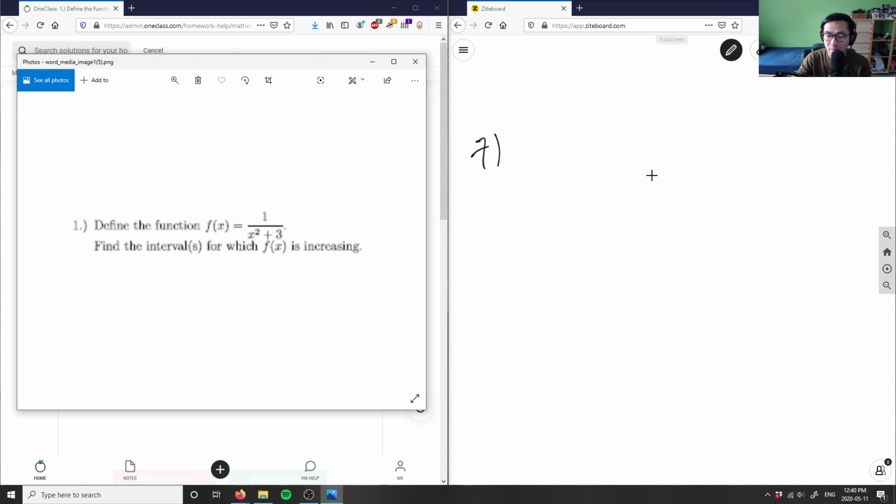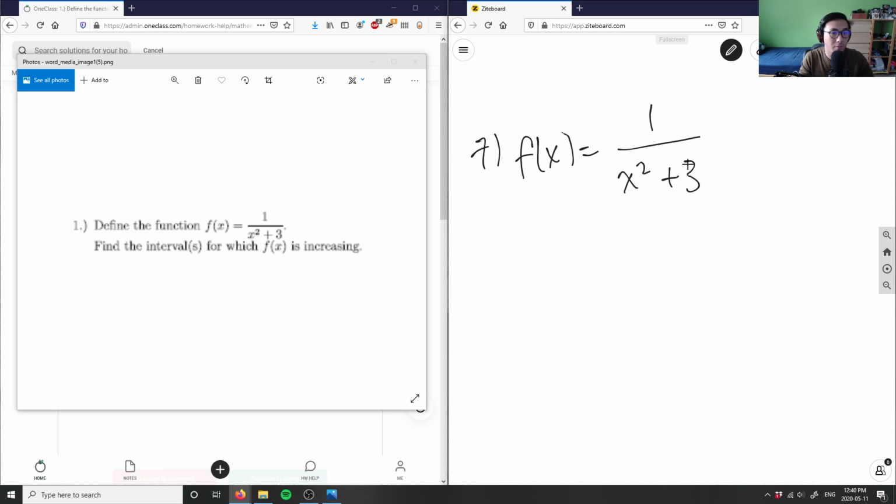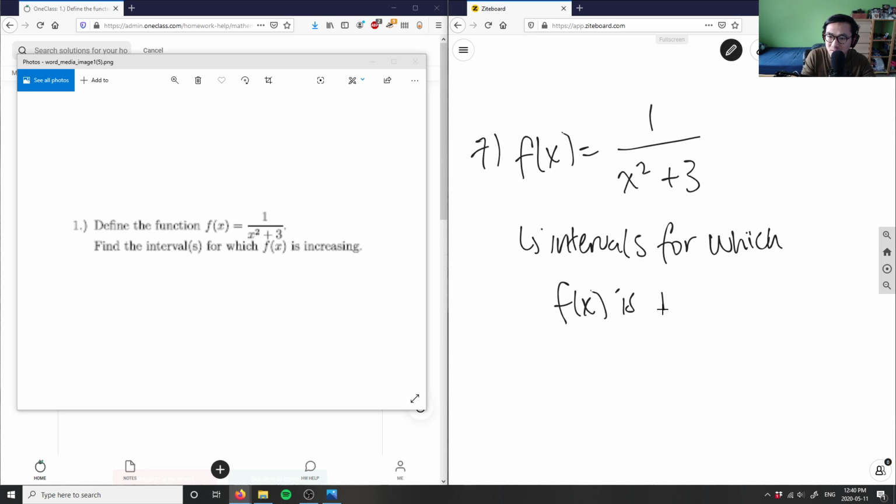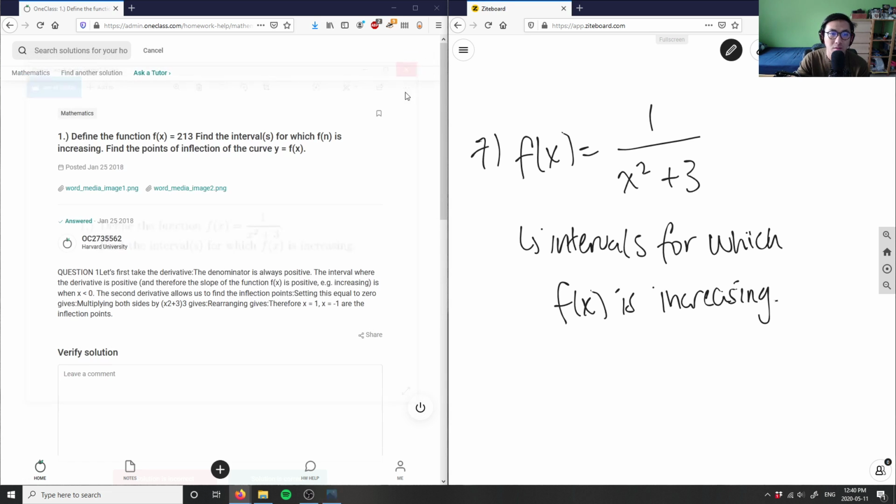So define the function f of x equals, so I have f of x here. And I'll rewrite this because it's kind of blurry. Over x squared plus 3 here. And I care about, find the intervals for which f of x is increasing. So I want the intervals for which f of x is increasing here. So I'm going to cancel this.